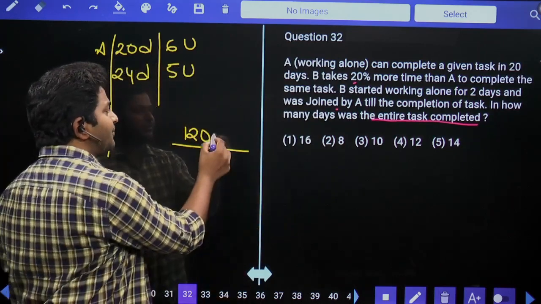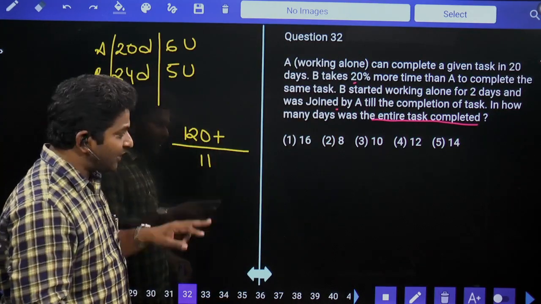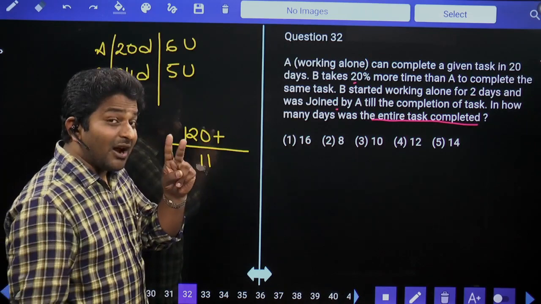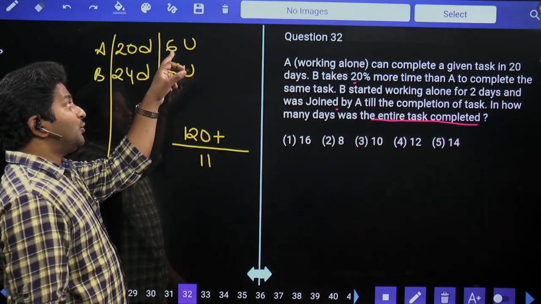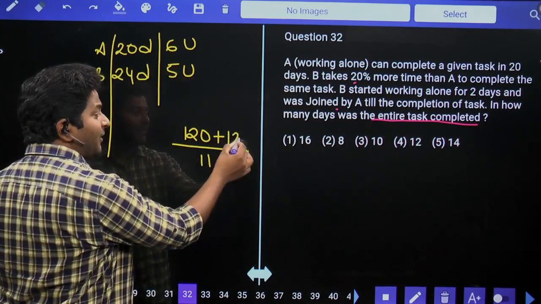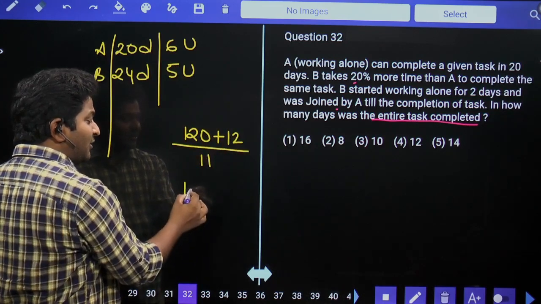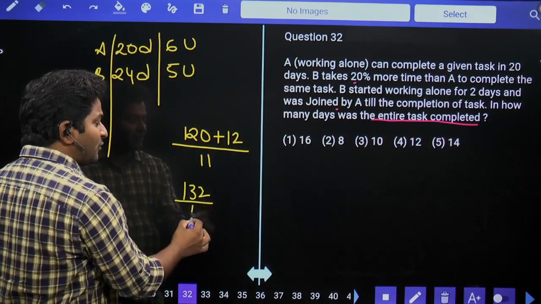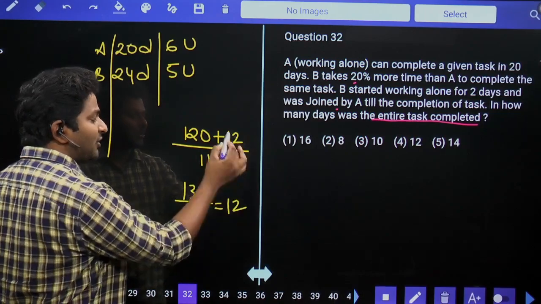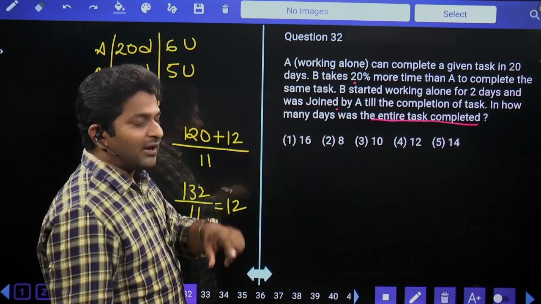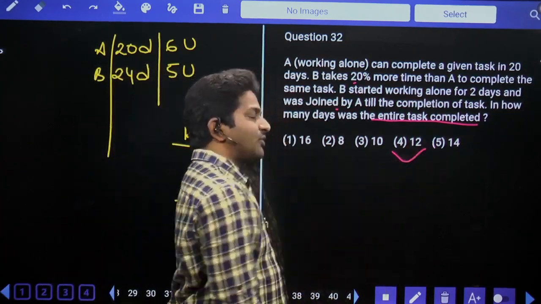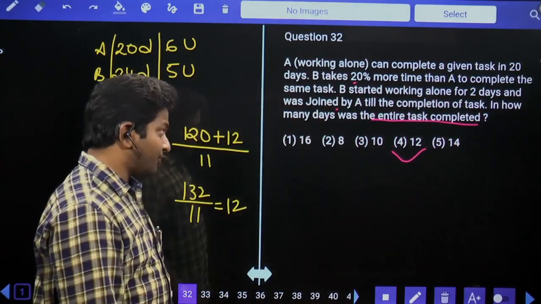Now let us assume A is there for the first 2 days also. That means we have to add the extra 2 days' work of A. 2 days' work of A is equal to 12. 120 plus 12, that is equal to 132. 132 by 11 is equal to 12. So total work can be completed in 12 days. That is equal to the fourth option.